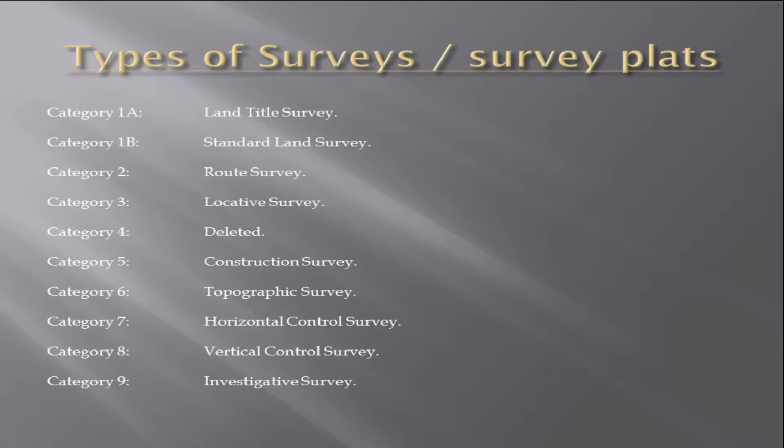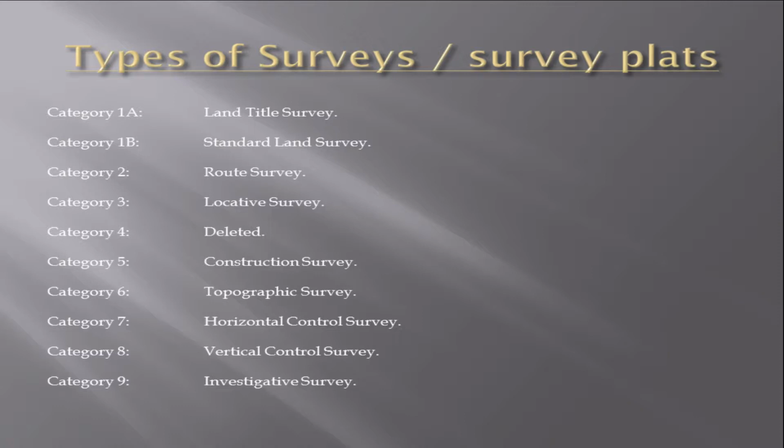A locative survey is sometimes called a layout survey or a site plan survey, and it is used prior to construction to establish the location of buildings and other structures in relation to the boundaries of the property. It locates improvements and shows how far they are from the boundaries. Again, it is not as comprehensive as a Category 1A. It is not a land title survey, and generally cannot be used for title insurance purposes, but it is a category.